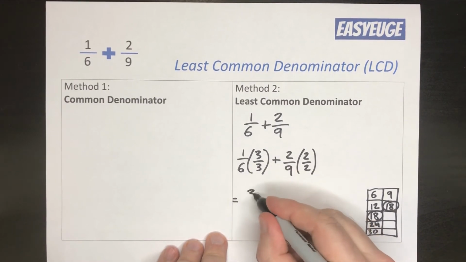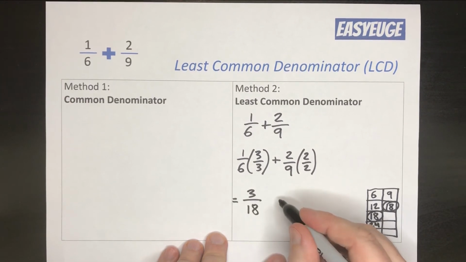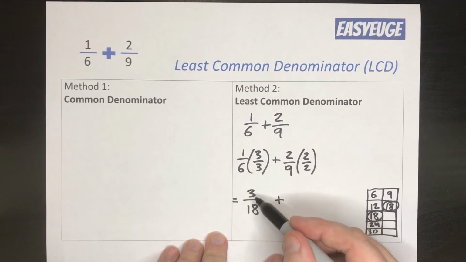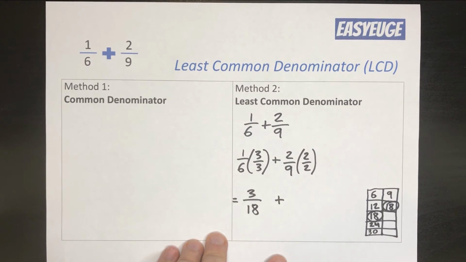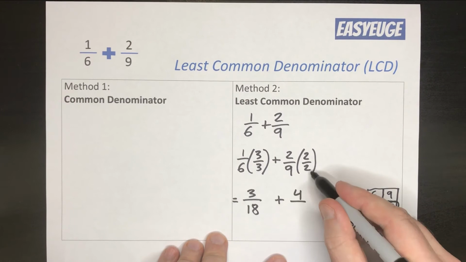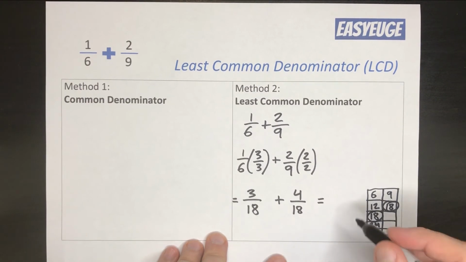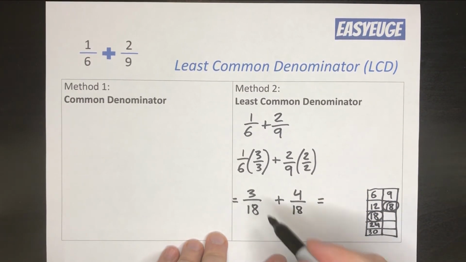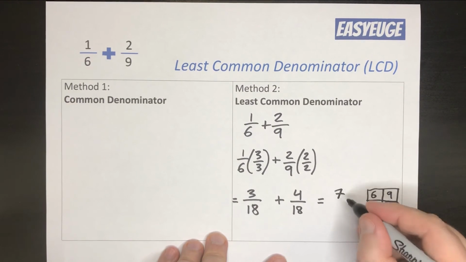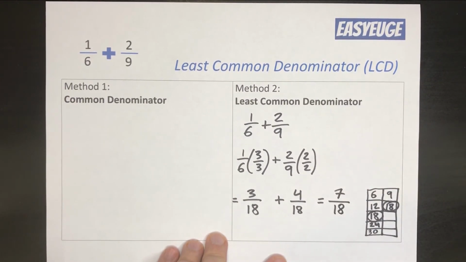3 by 1 is 3, and 6 3s are 18. So 1 over 6 is the same as 3 over 18. 2 by 2 is 4. 9 by 2 is 18. And the answer then, you have a like denominator, so you just add the top numbers. 3 plus 4 is 7, and the bottom number is 18. And that's the least common denominator.